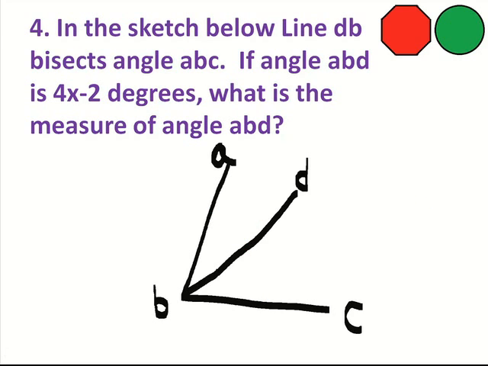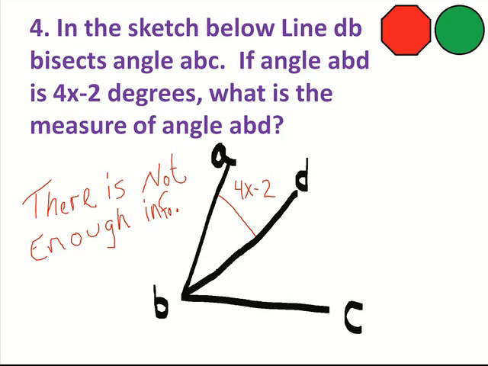Alright, let's see how you did. It says, in the sketch below, line DB bisects angle ABC. If angle ABD is 4x minus 2 degrees, what is the measure of angle ABC? Well, it turns out there's not enough information for you to solve this problem. You need to be prepared for sometimes there not to be enough information for you to solve a problem.